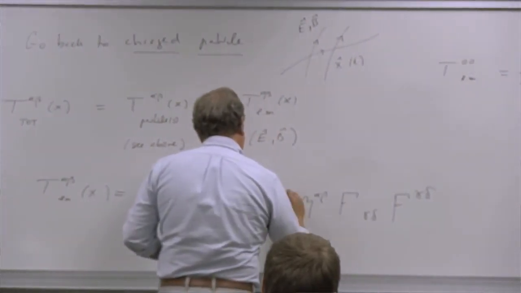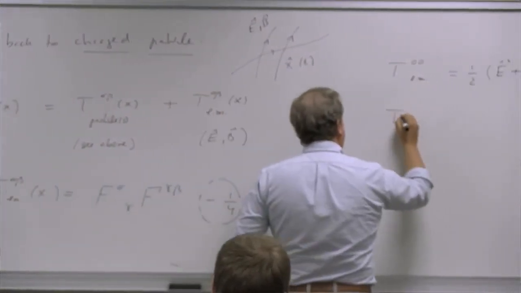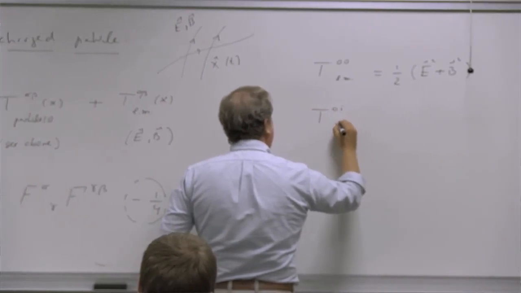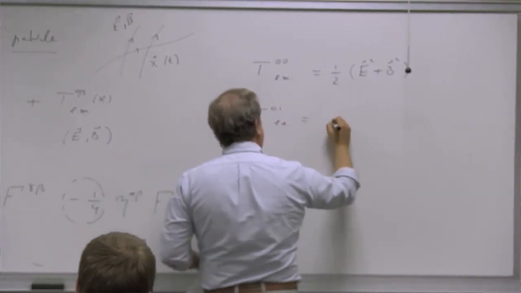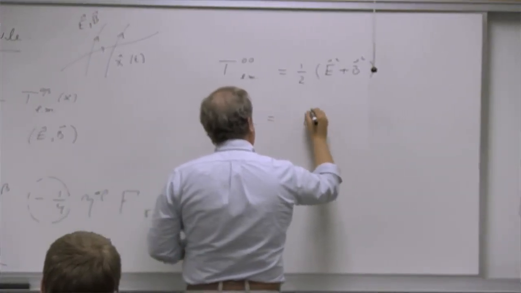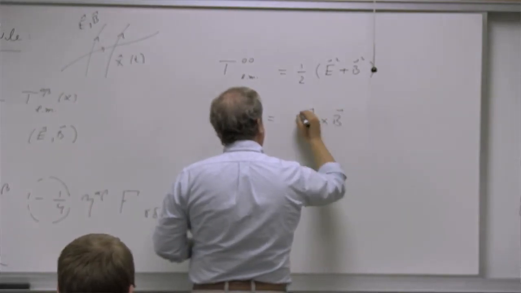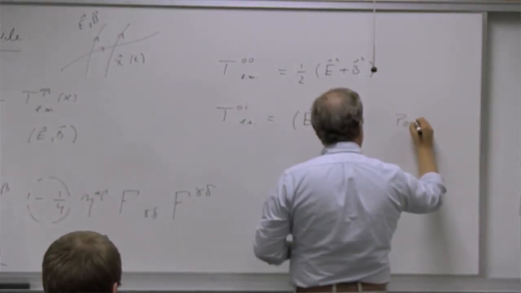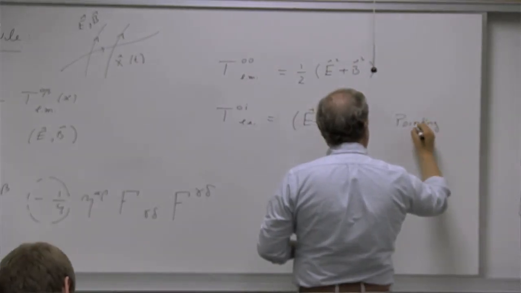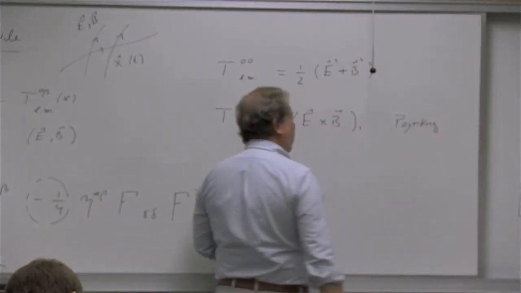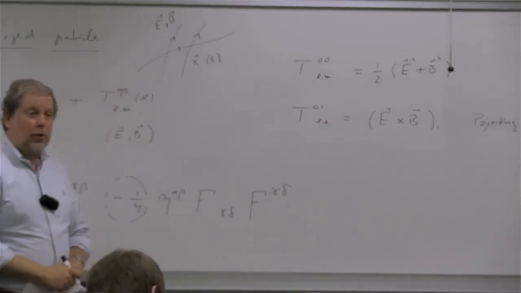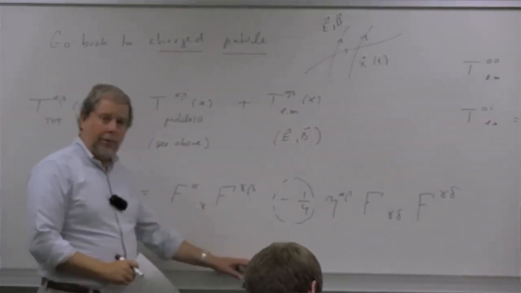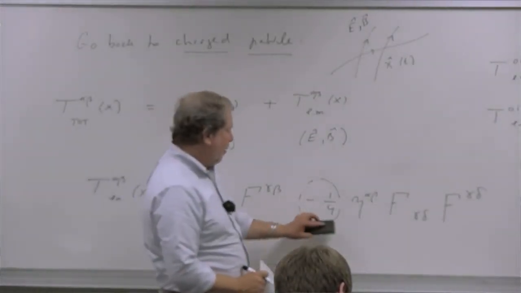And of course, the other thing that we know is that T naught i of electromagnetism is equal to the ith component of E cross B. This is the so-called Poynting vector, right? So we know that as well. So that uniquely fixes the relative signs, okay?